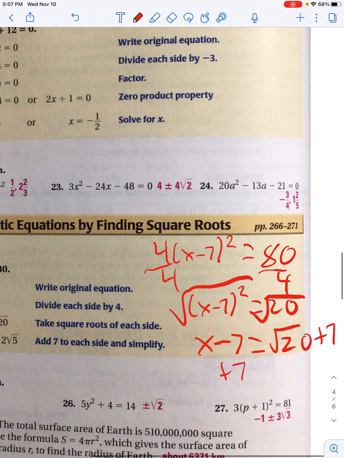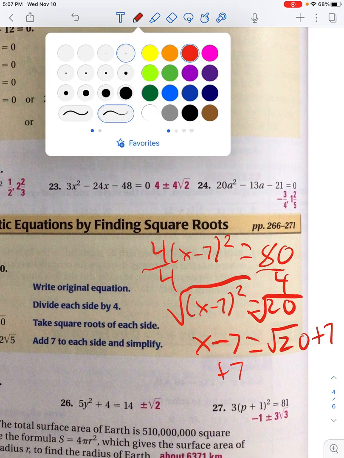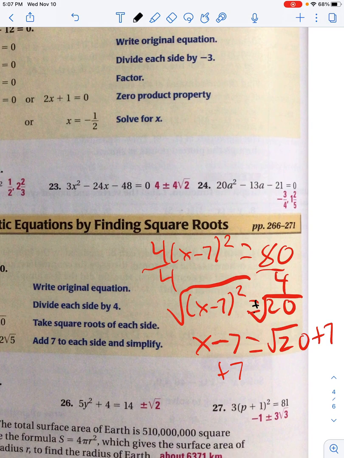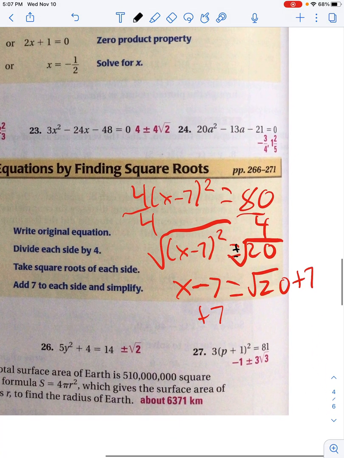And then you are going to add 7 at the end, plus 7. And remember, square roots have positives and negatives. So this is a positive and negative because the square root of 20 times the square root of 20 gives you 20, or negative square root of 20 times negative square root of 20 still gives you positive, okay? So we've got to remember to do that.